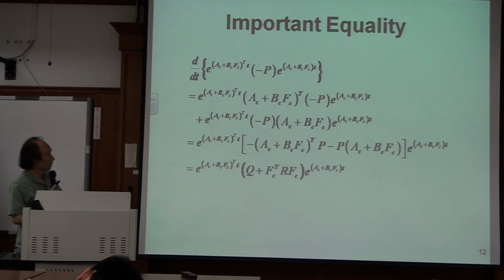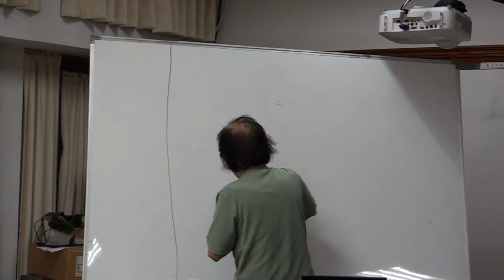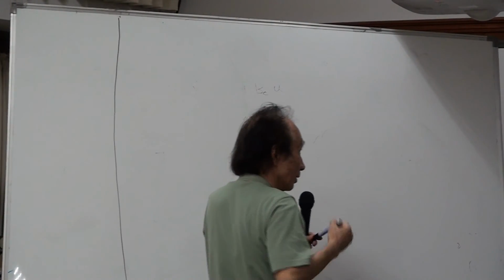Now, if I substitute that P, because if you look carefully here, d/dt means I differentiate this term, that gives that term, with (AC plus BC FC) t, and minus P times this. Plus I differentiate this term, then I get that term. Now you have to be careful here. There's a mathematical problem here. I need to explain it a little bit so you understand better.